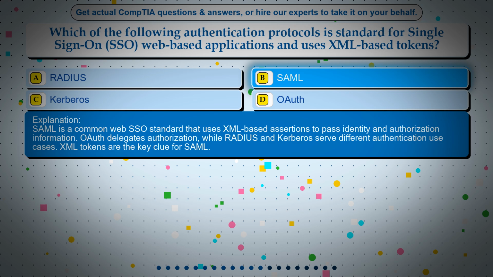SAML is a common web SSO standard that uses XML-based assertions to pass identity and authorization information. OAuth delegates authorization, while RADIUS and Kerberos serve different authentication use cases. XML tokens are the key clue for SAML.